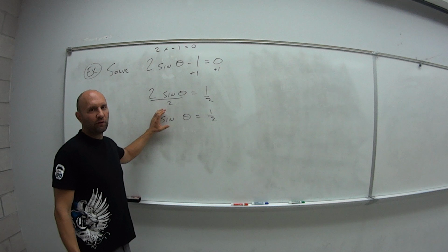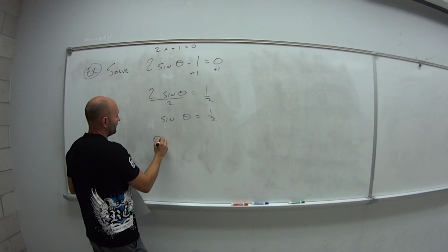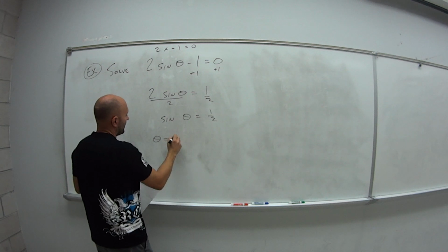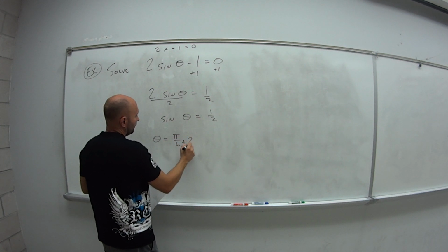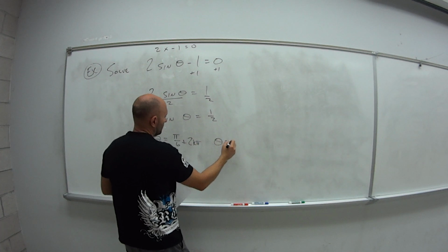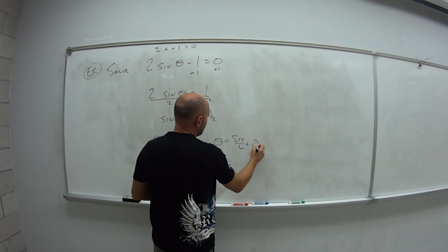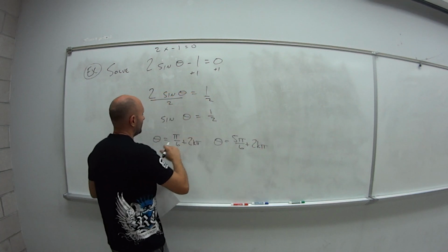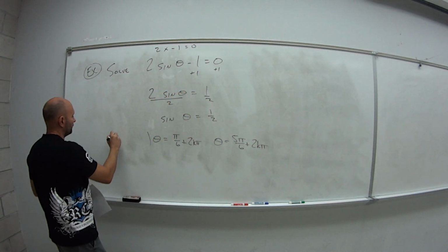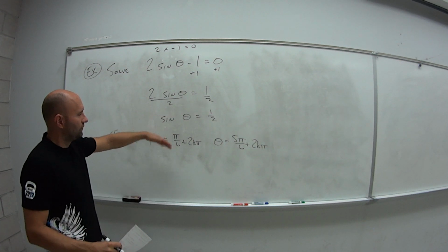And from the very first example we did, this tells us what? This tells us that theta is equal to pi over 6 plus 2k pi, and theta is equal to 5 pi over 6 plus 2k times pi. And again, this is from the first example we did. So just saving some of the steps in there.